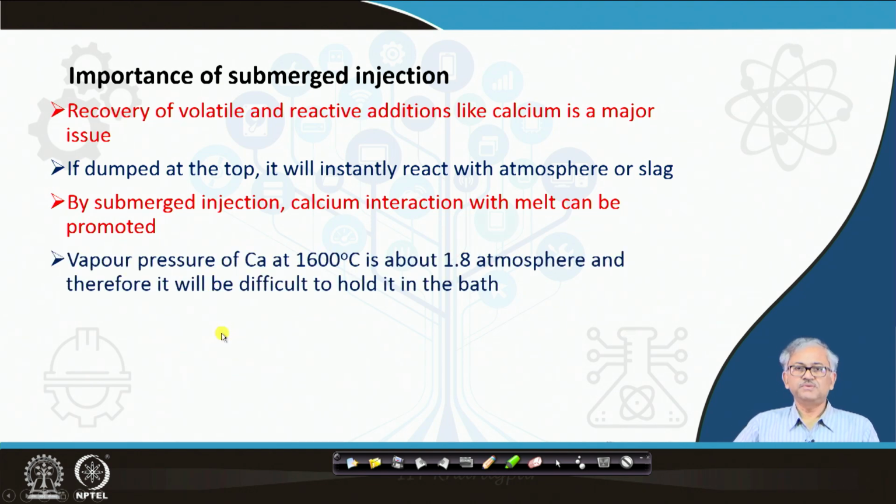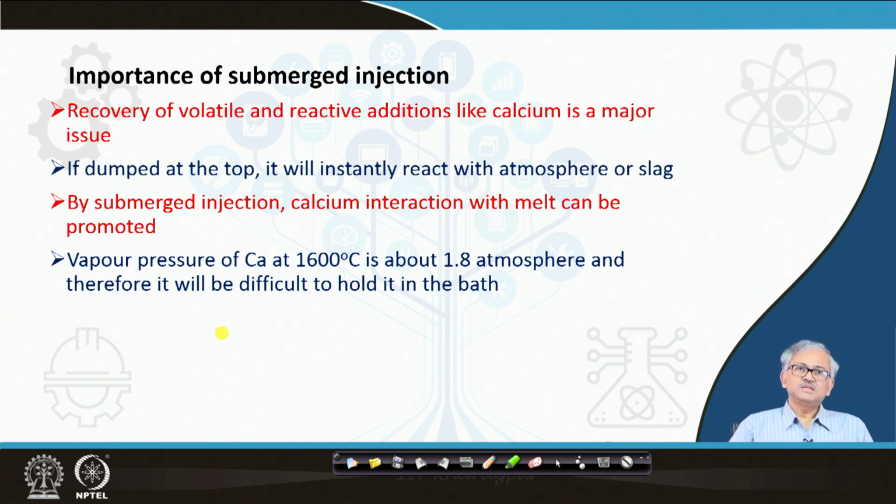Now, as I was saying, there is the vapor pressure of calcium. At 1600 degrees centigrade it is around 1.8 atmosphere, which is much above 1 atmospheric pressure. So, pure calcium will try to form bubbles in liquid steel, float to the top and go away from the system. So it is very difficult to retain the calcium even if you do submerged injection. If you want to assimilate the calcium, pure calcium injection is difficult, because it will instantaneously form bubbles and go away from the system, right.